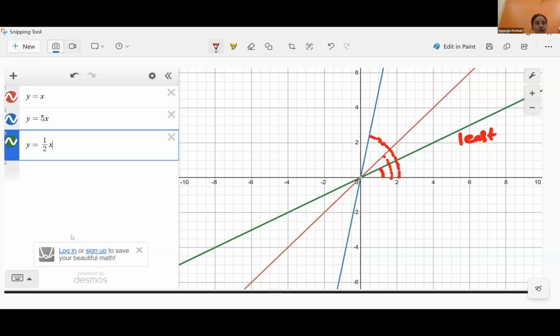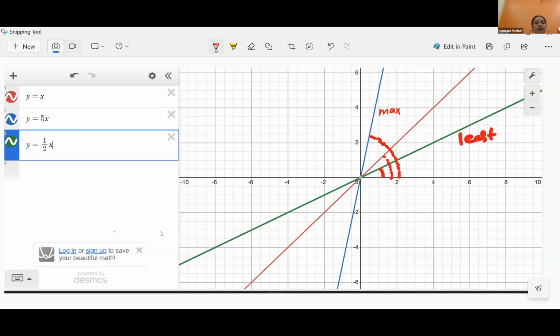You can see the screen, right? I am writing something over here. Can you see? Okay. Yes, ma'am. So we can clearly see over here that the slope of the green line will be least. The slope of this red color line will be in the middle, and the slope of this blue line will be the maximum. Is it making sense? According to the angle, we can say yes or no. Yes, ma'am. Okay.